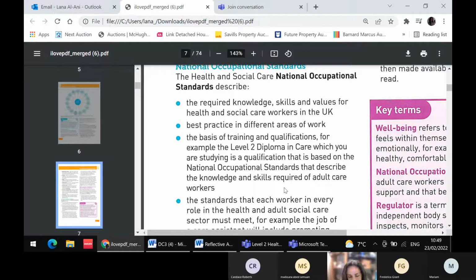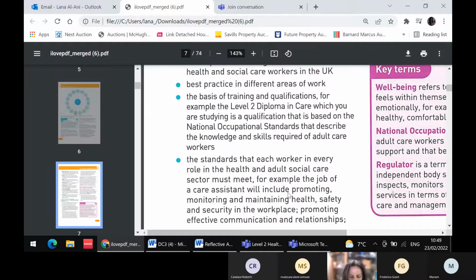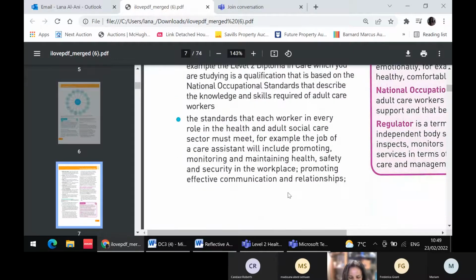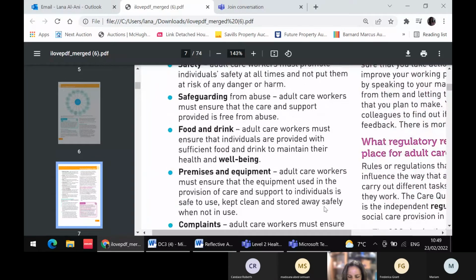They also discuss the basic training which we need, which is the level 2 diploma in health and social care, and also the standard which we follow to work and provide excellent care for our clients in terms of good communication, taking care of them, security. So all these are our standards.